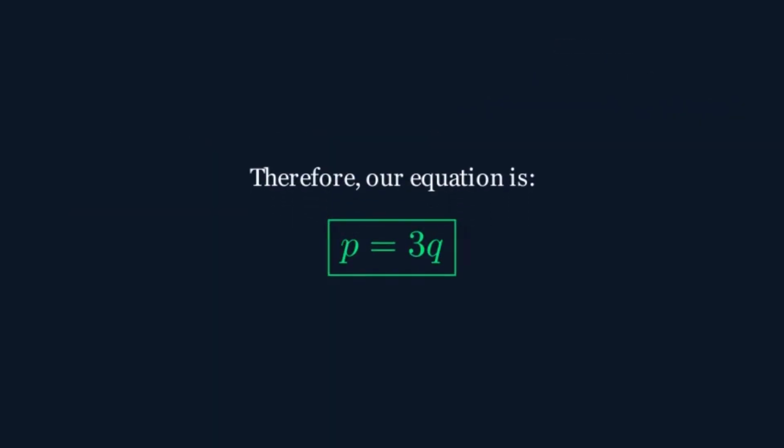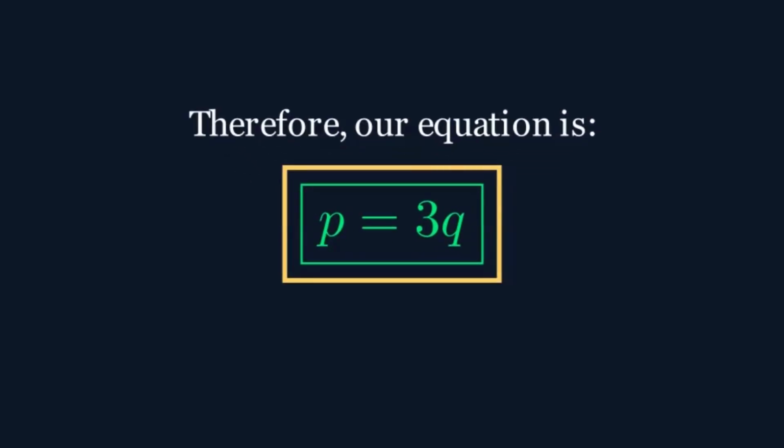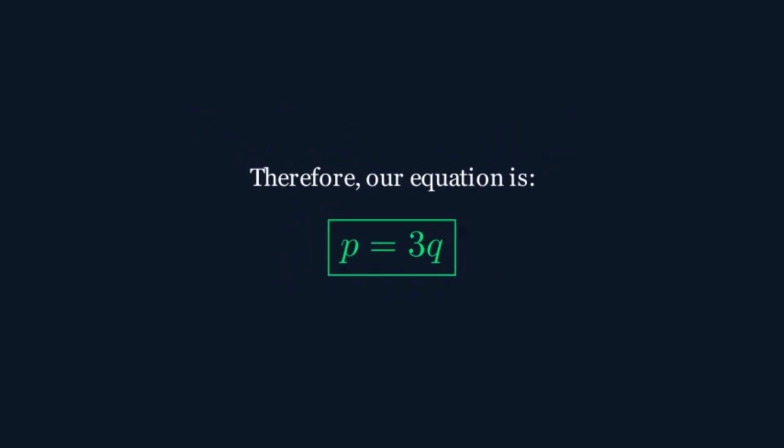Therefore, our equation is P equals 3Q. And remember this key idea. For direct proportion, the constant of proportionality is found using K equals Y divided by X.